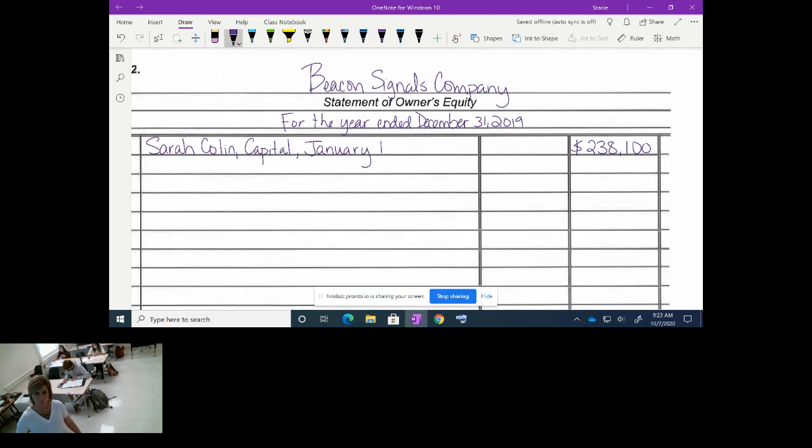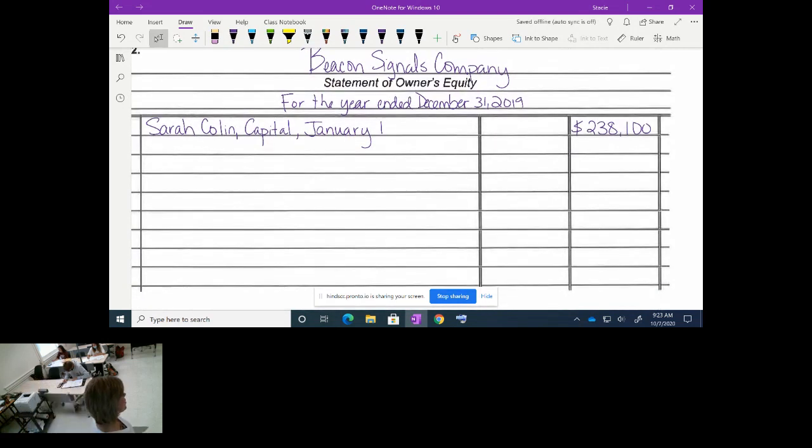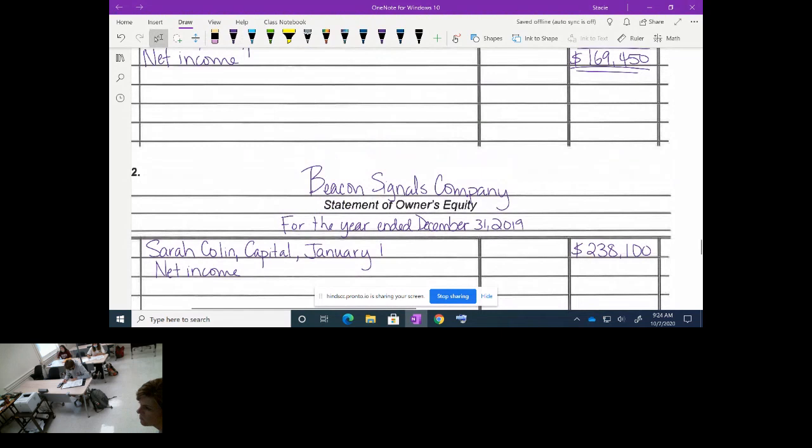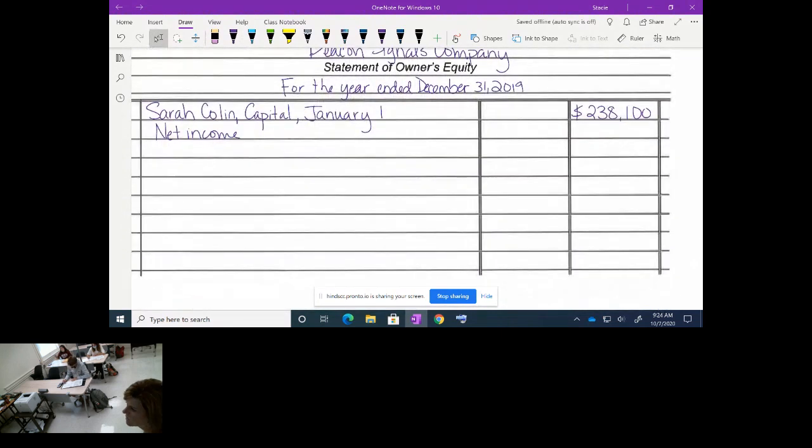Okay, typically we would put owner investments next, but they told us there weren't any. If you need to write owner investments with a 0 just to keep your mind straight on what goes next, that's cool. I don't care. But you don't have to. So the next thing we would list would be net income. Our net income was 169,450. So we'll put 169,450.